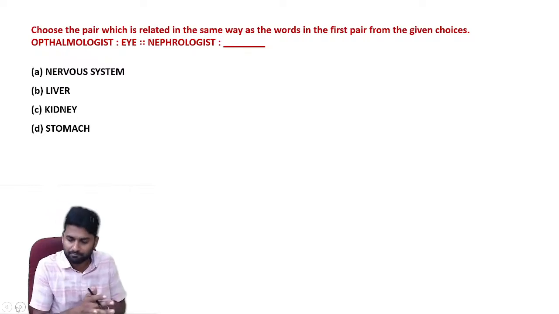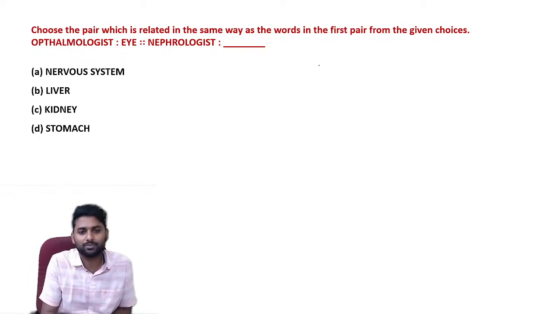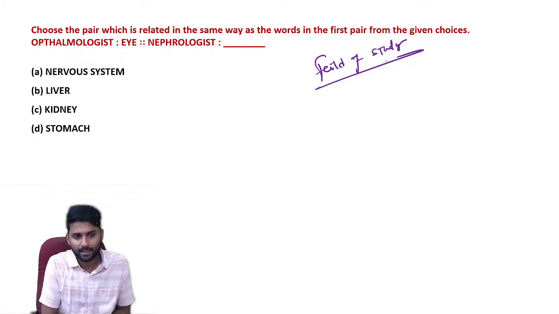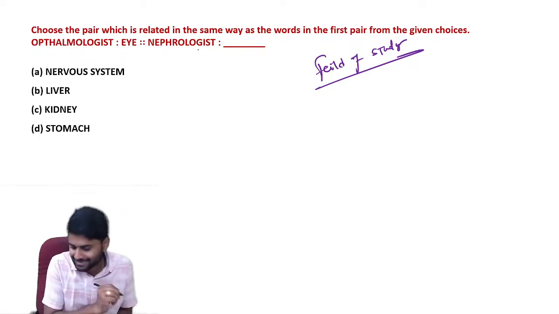Again, we have an analogy question. Ophthalmologist is to eye, nephrologist is to dash. Again, it's all about field of study. Nephrologist is all about the kidney.